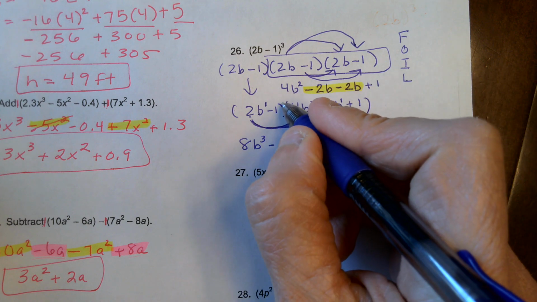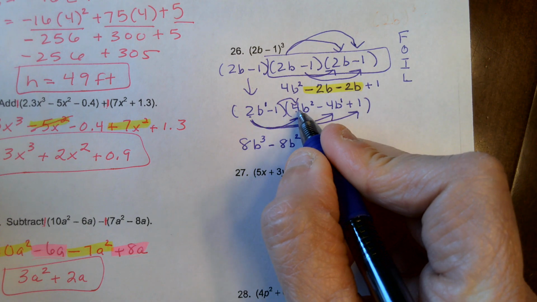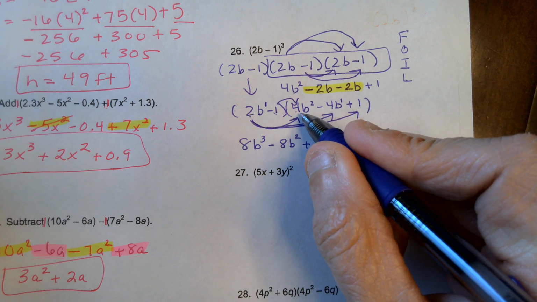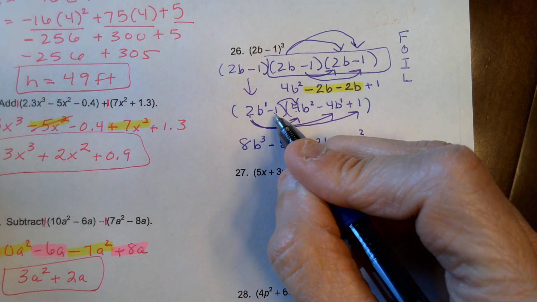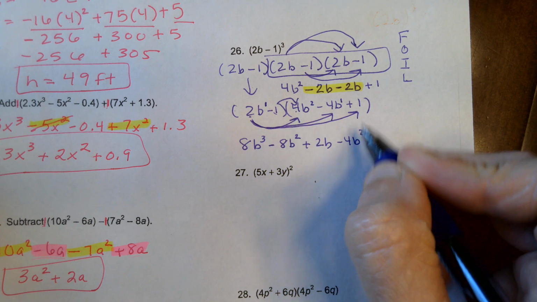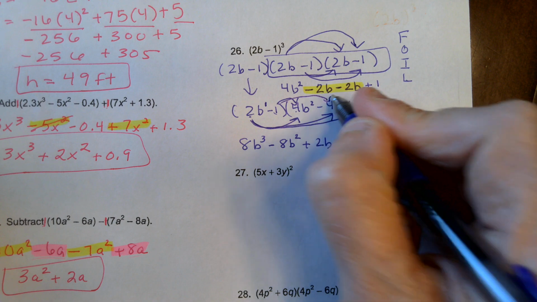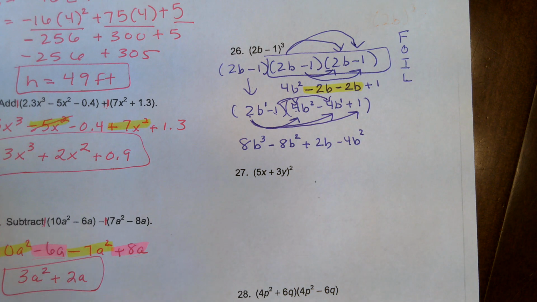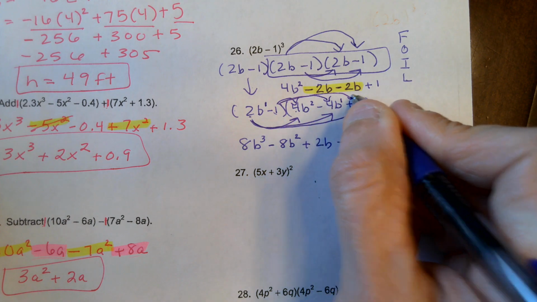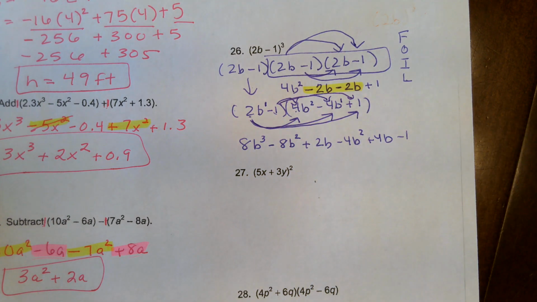Now we go to the inside. Negative 1 times 4b squared, I'm sorry, negative 1 times negative 4b, I think I said that wrong. There we go. Negative 1 times negative 4b is a positive 4b. And negative 1 times positive 1 is a negative 1.